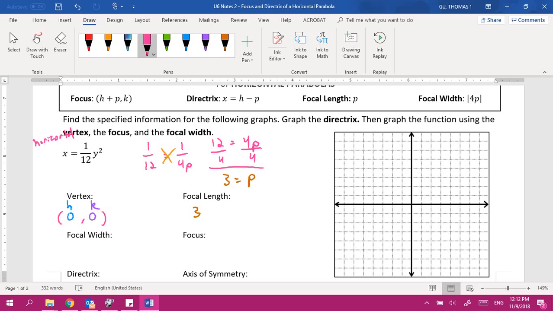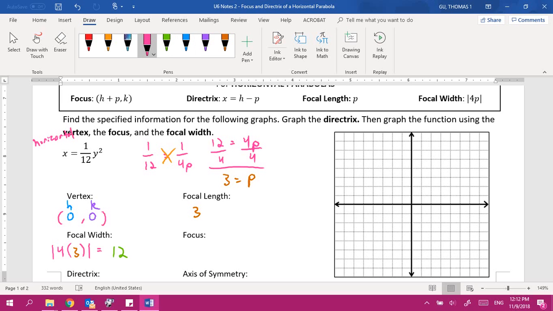It's the absolute value of 4p. What is p? 3. So the absolute value of 4 times 3 equals 12. The focal width is 12. Right, but we're not dividing that yet.